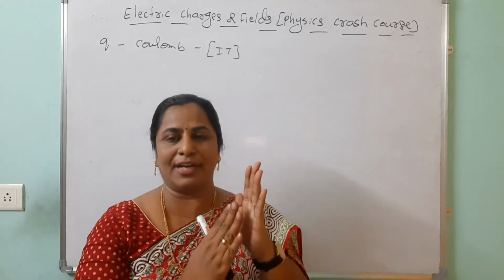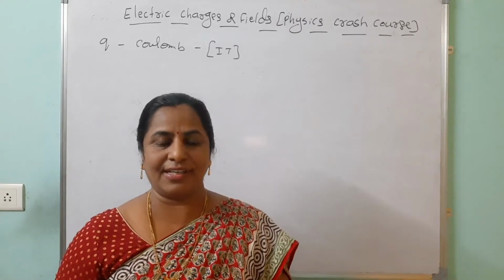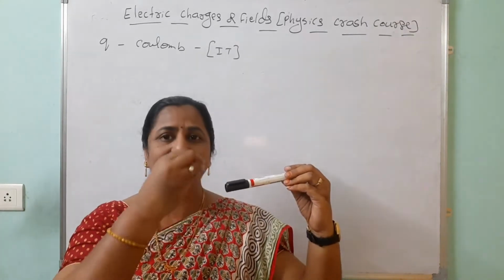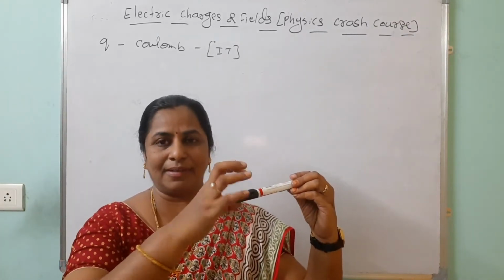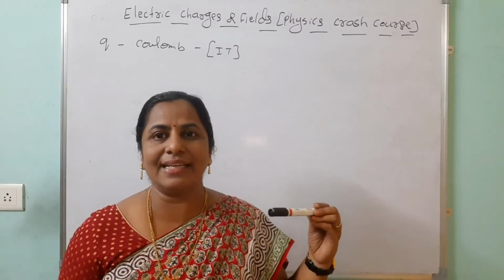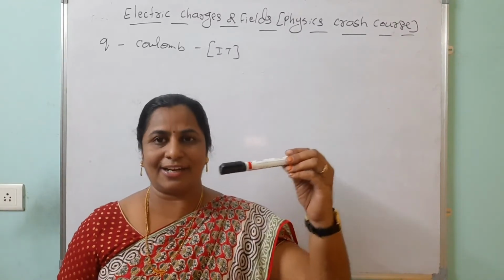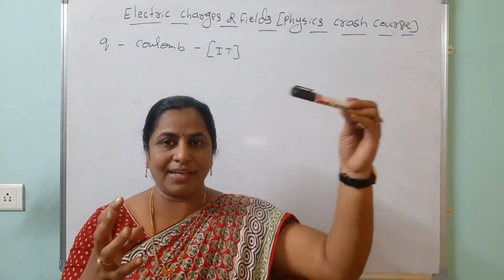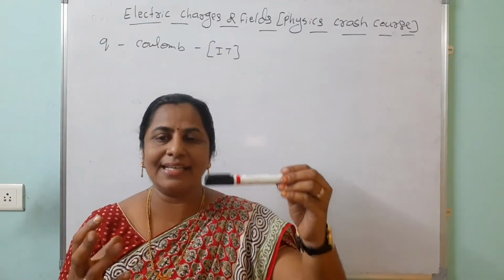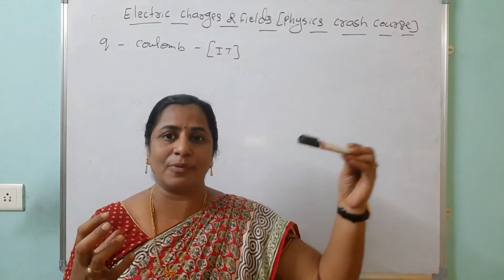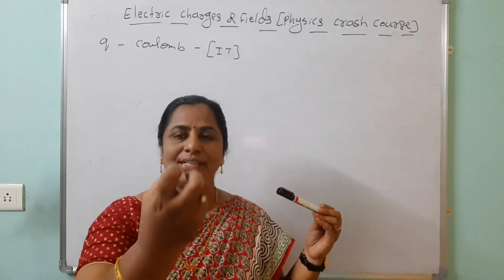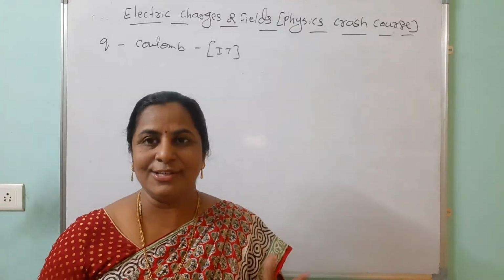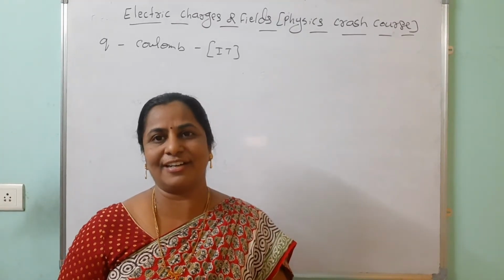When you rub two bodies, suppose one glass rod is there. When we take one silk cloth and rub it, silk is gaining electrons and the rod is losing electrons. Initially there is no charge, but the rod, losing electrons, becomes a positively charged body. Whenever the silk cloth is gaining electrons, it is a negatively charged body. So this is one method to electrify bodies.